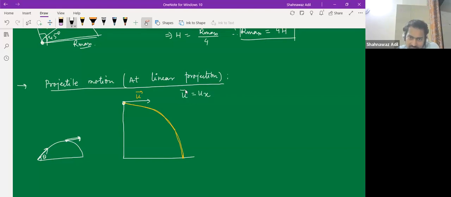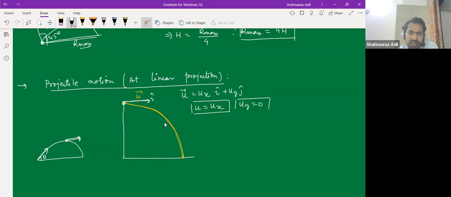Because we can write this u as ux i plus uy j, but it has only the i hat direction, no j hat direction. Am I correct or wrong, guys? Yes, sir. So u is only ux, right? It has only the horizontal component.